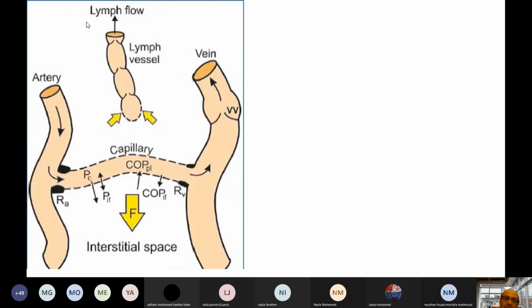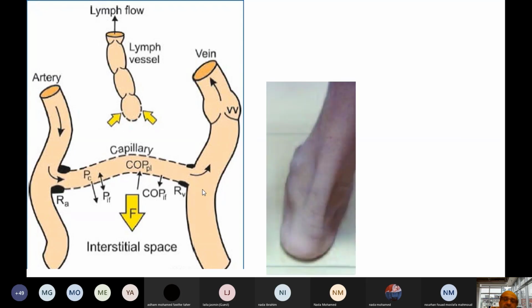If I have a problem in the lymph flow, the patient will suffer from lymphedema, and if I have a problem in the venous system, which is venous insufficiency, the vein will not be capable of withdrawing the whole amount of fluid that is supposed to be withdrawn by the vein, resulting in an increase in the pressure in the capillaries, and hence increased fluid in the interstitial space and edema.